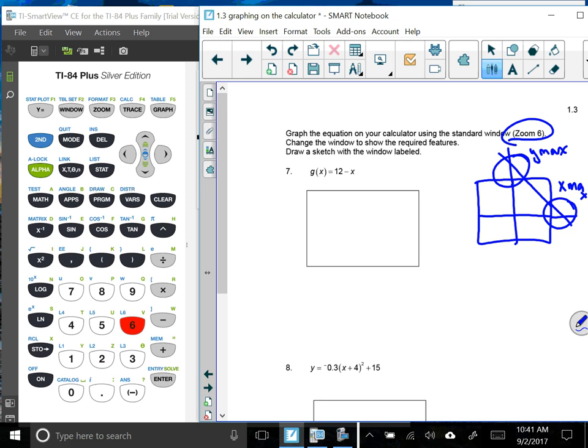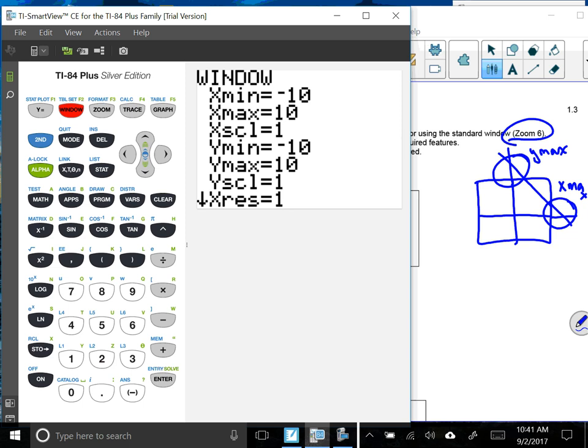To change the x max and y max, you go to the window button right here. Go to the window button. And you should get this menu right here, X min, X max. And for our purposes, we will not change the X scale or the Y scale, and we will not change the resolution. So make sure you skip past those when you are putting your values in.